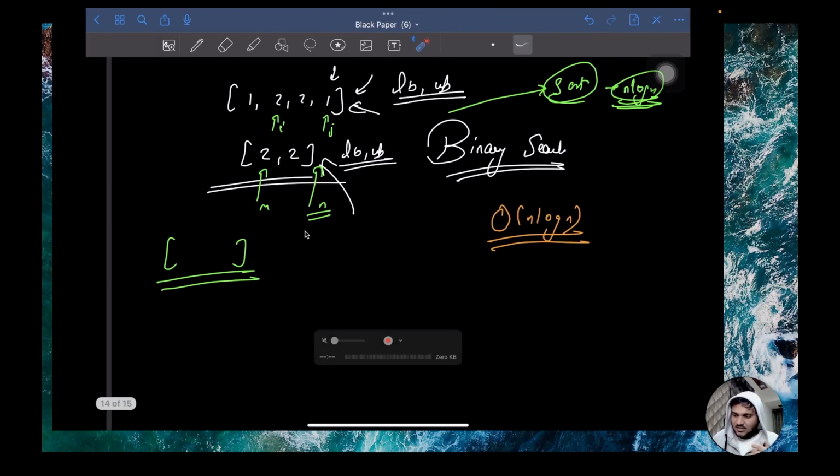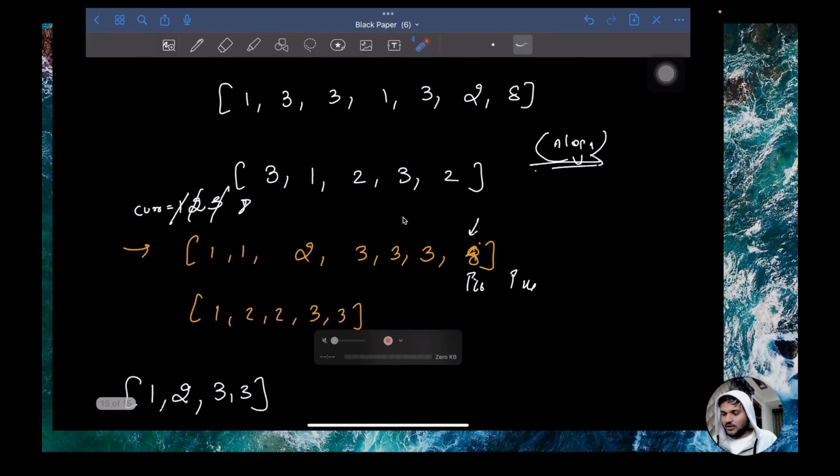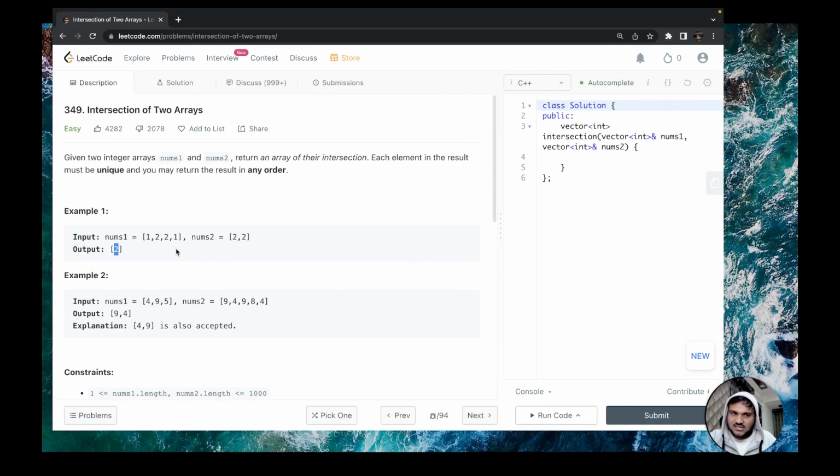So in the same binary search based approach, what you can do, you can find whether that upper bound minus lower bound is at least 1 in both the arrays or not. If it is, just add a single occurrence of that element and then move forward. You don't need to add multiple occurrences of that element. That is the only difference between this problem and that problem.